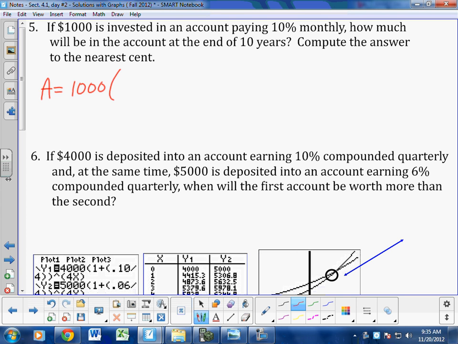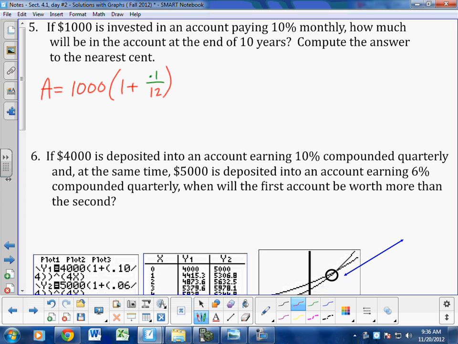And the rule says 1 plus, and what's it say? 1 plus R. What's R? R is the rate, but I can't compute 10% as the number 0.1. Okay, so B has up there 0.1 divided by, what goes on the bottom? N. N is the number of times the money is compounded. How many times? 12, right?